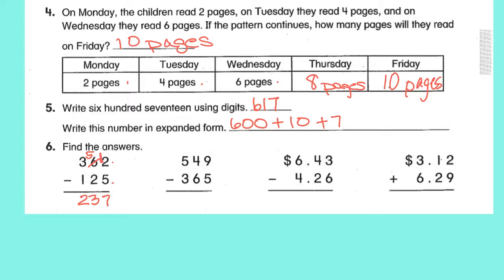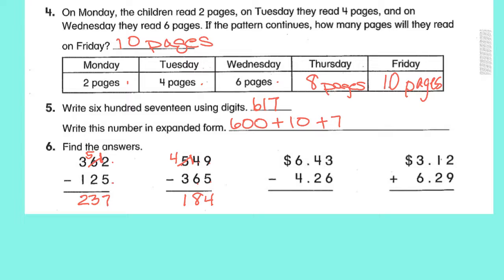549 minus 365. Here we can clearly take 5 from 9, which would be 4. We cannot take 6 from 4, so it looks like we're going to have to borrow from this 5 over here. So we're going to change that to a 4. Bring that one over here. So 14 minus 6 equals 8. And then 4 minus 3 equals 1.